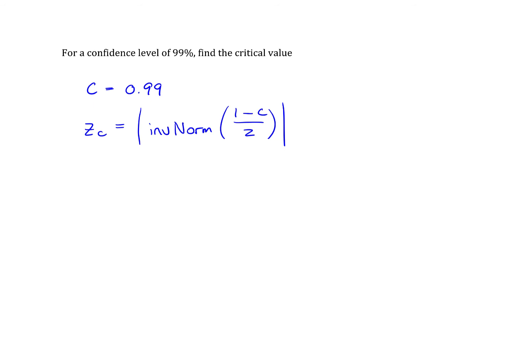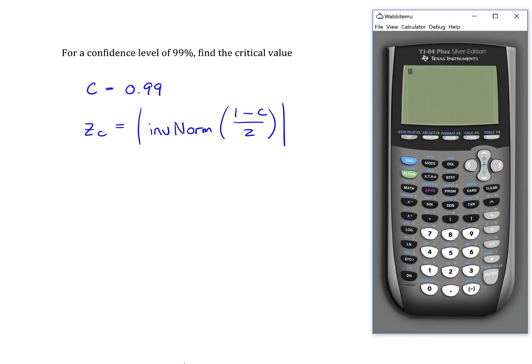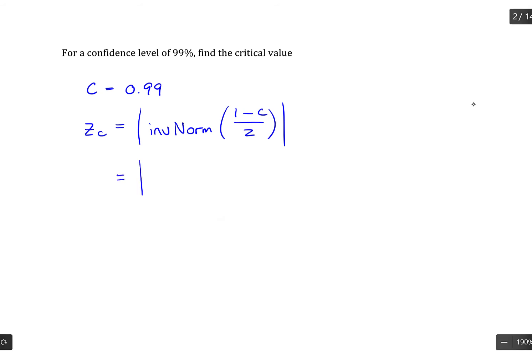All right, then I'll use the calculator to come up with this. I would first take 1 minus my level of confidence, which is 0.99, and then divide that by 2. Just make sure to either do that in 2 steps or use some parentheses around the numerator if you're doing it in one fell swoop. Now, this is what I need to find the inverse norm of. So my critical value is now the absolute value of the inverse norm of 0.005.